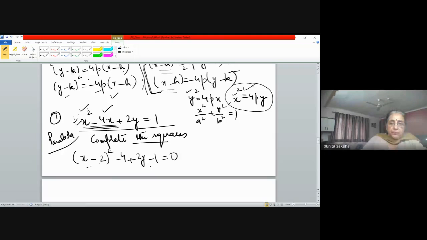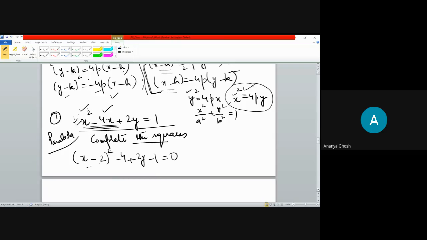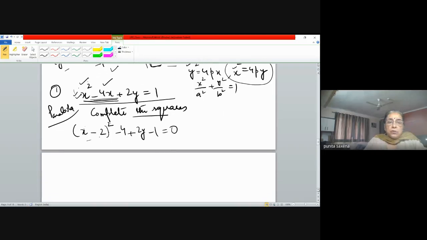ठीक है? Is that okay? Yes, ma'am. Right. Now, one thing is clear that my h is 2, because मेरी equation कैसी आ गई? x minus 2 whole square. Now I can write it as minus 2y plus 5.